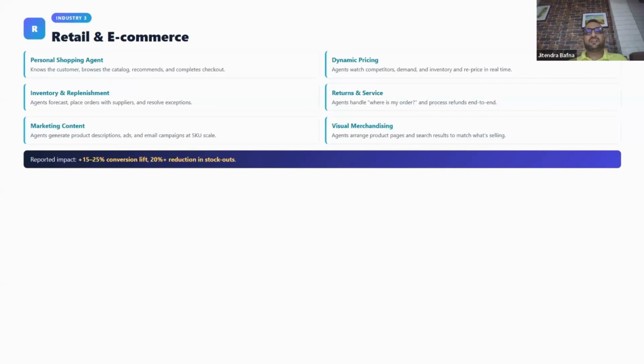Return and service. So return and service can be improved, right, by using the agent. So it can also improve your refund processes basically. So as soon as you return your product, it can automatically refund the amount. Then visual merchandising. So the agent arranges the product page and search results to match what is selling basically.